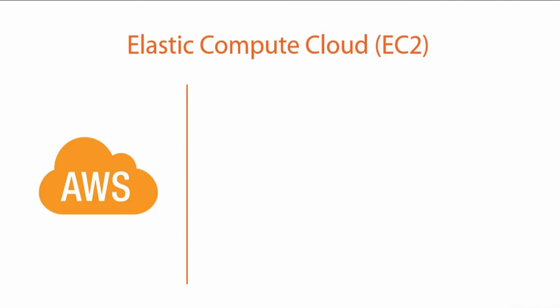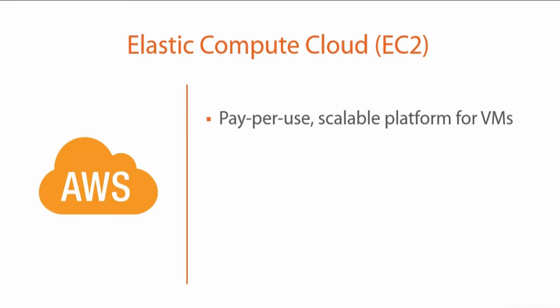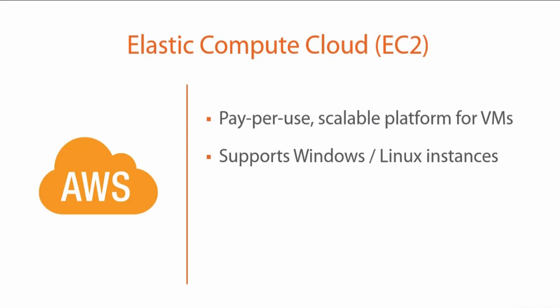Now what is an EC2? It's essentially a pay-per-use scalable platform for hosting virtual machines. So you pay for whatever you use. It's a platform that they give you that hosts, for the most part, virtual machines. Now, AWS calls VMs, virtual machines, virtual servers, they call them instances, but you get the picture. It supports Windows and Linux instances, as is the case with most virtualization platforms for that matter.